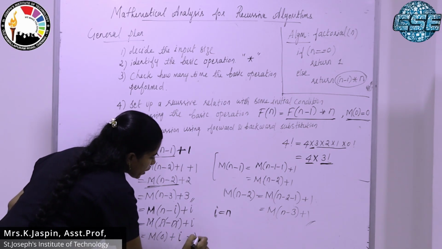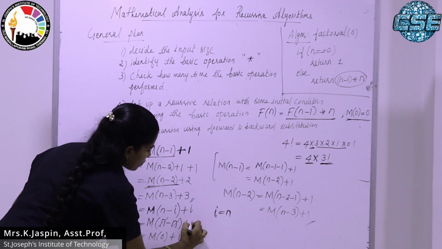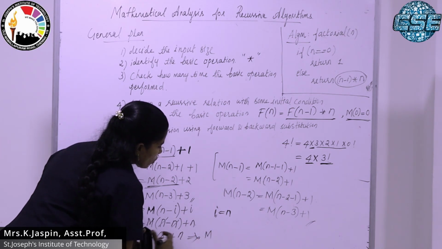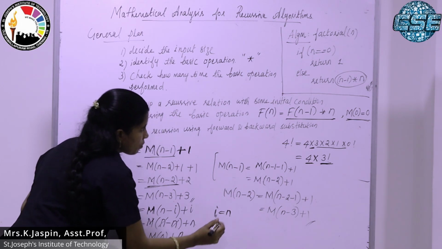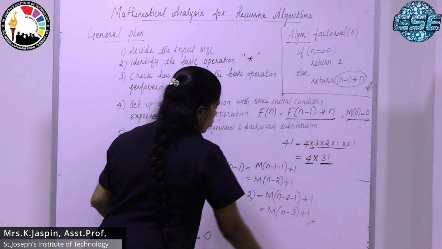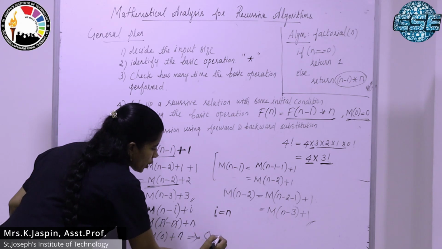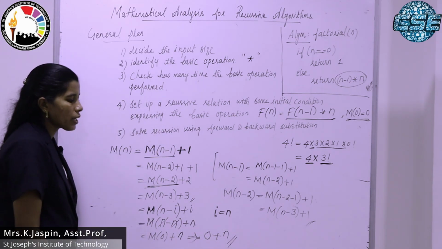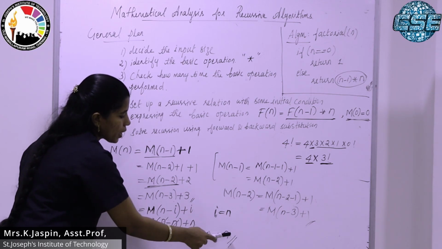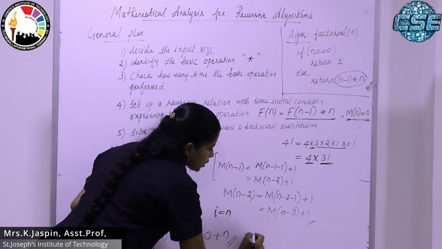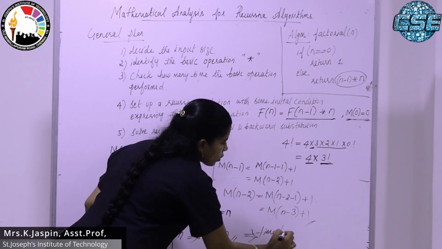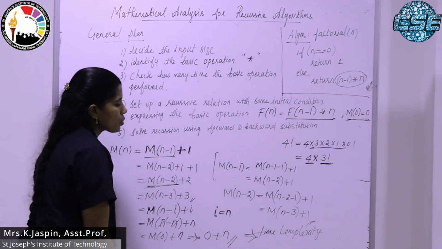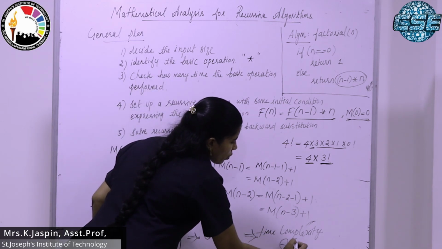So m of 0 value is 0, because m of 0 is equal to 0 as per the initial condition. So 0 plus n. While calculating the time complexity, we should not consider any constant value. We need to consider the value with the term n. So from this we can say that the time complexity for solving the factorial is theta of n.